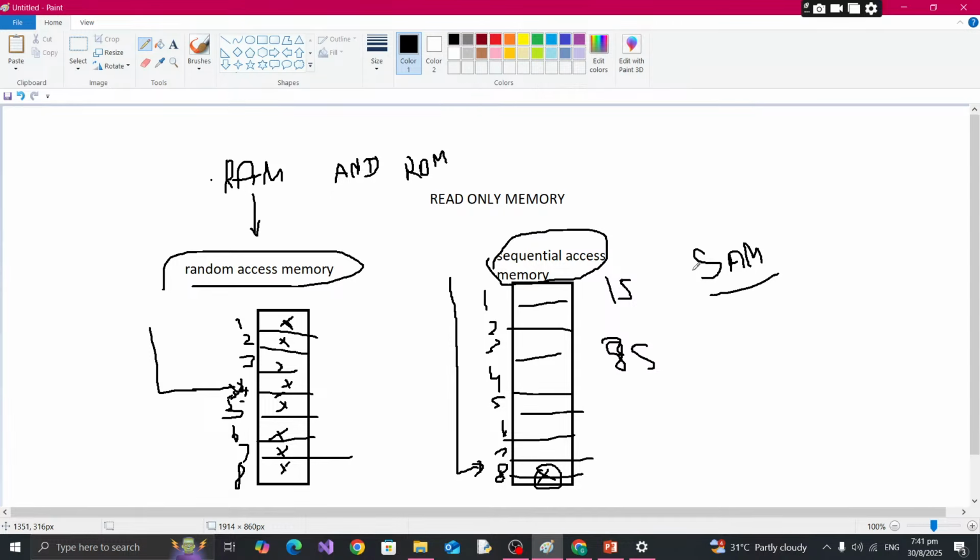After SAM, there came the advancement that is called RAM. Now we don't have the worry of going through 1, 2, 3, 4. We can directly access 4, I can directly access 8, and I can directly access 6. I can directly access any memory cell, and it will take only 1 second. It can be 1 microsecond or 1 second, I'm just giving an example. So it will take the same amount of time to access any cell.